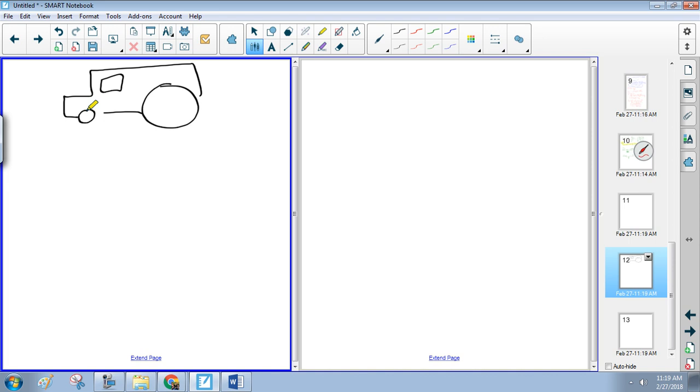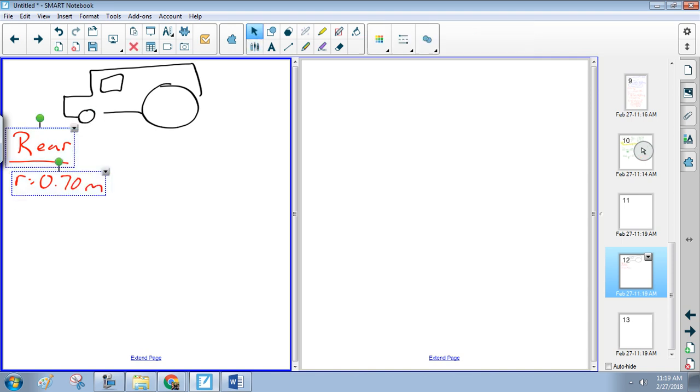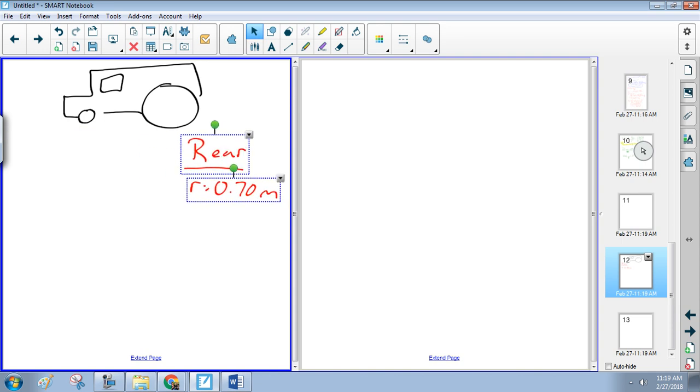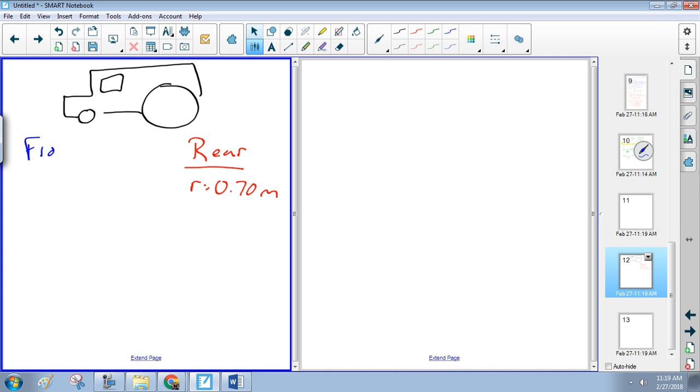So let's see, the rear wheels. So here's what we know about the rear wheels. We know that they have a radius of 0.70 meters, and that the front wheels, let me write this by the rear wheels. That probably makes a little more sense. All right, and then let's see, the front wheels are smaller. They have a radius of 0.2 meters.